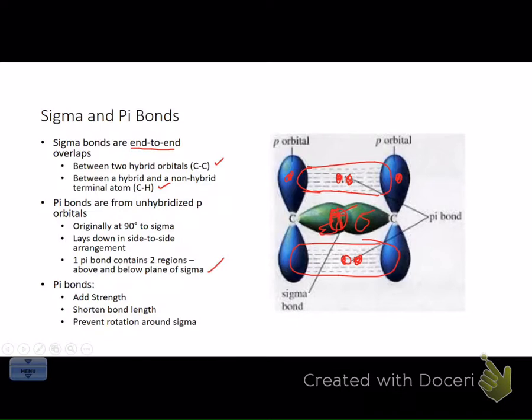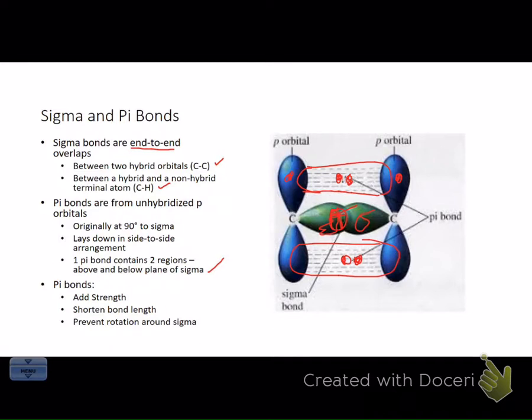Okay, so that's the pi bond. It's the region up here and up here. These two electrons will be either in the top or the bottom, not both. There's only two electrons here. So what is the consequence? Why do we care? What do these pi bonds do to us?